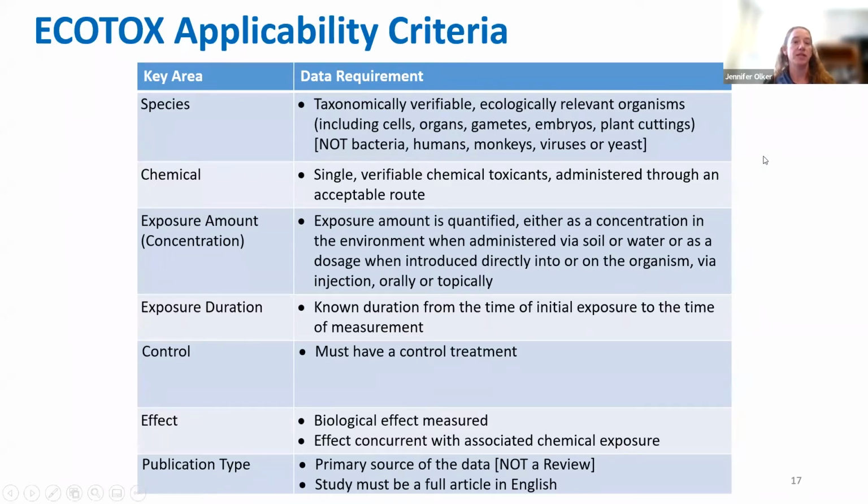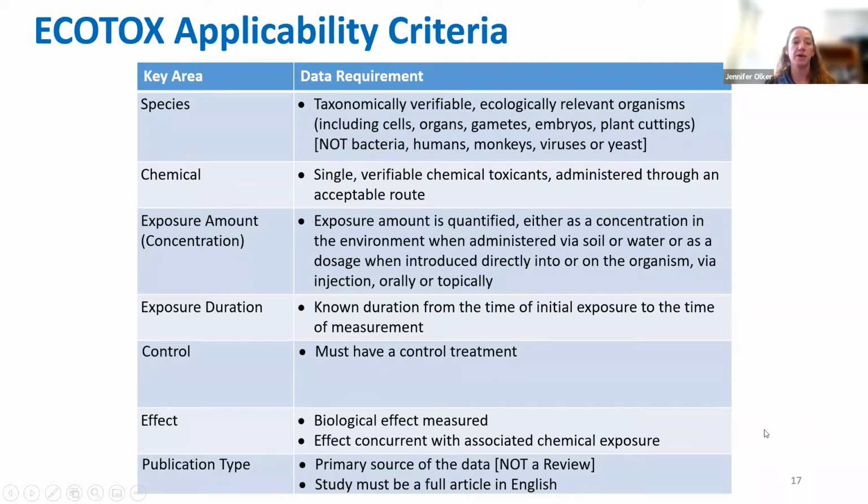Additionally, the chemical needs to be a single verifiable chemical that can be linked to a CAS number, and the exposure amount needs to be quantified either as a concentration in the environment, and this can be either measured, analytically verified, or a nominal concentration. There also needs to be a known exposure duration, and we prioritize those studies that have control treatment.